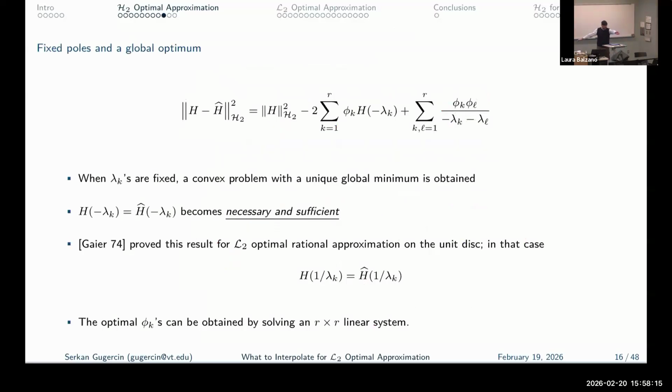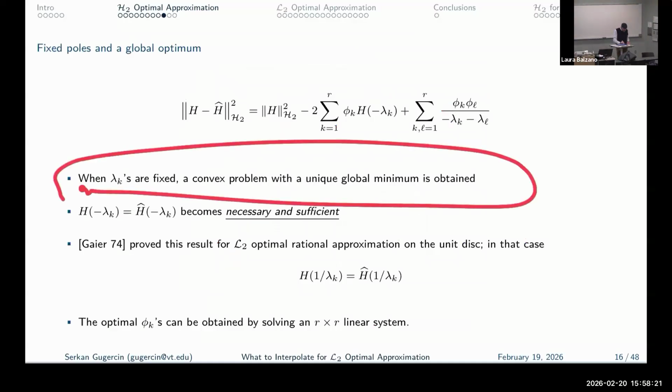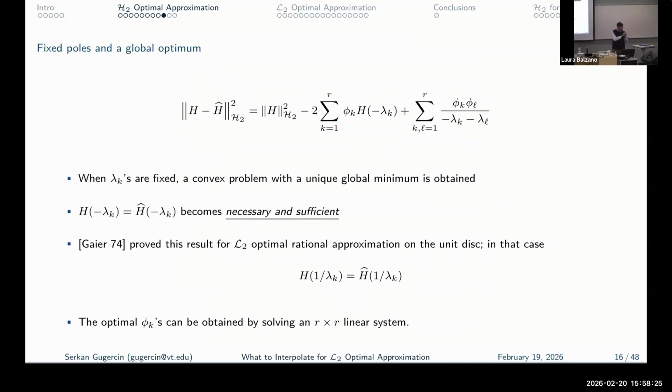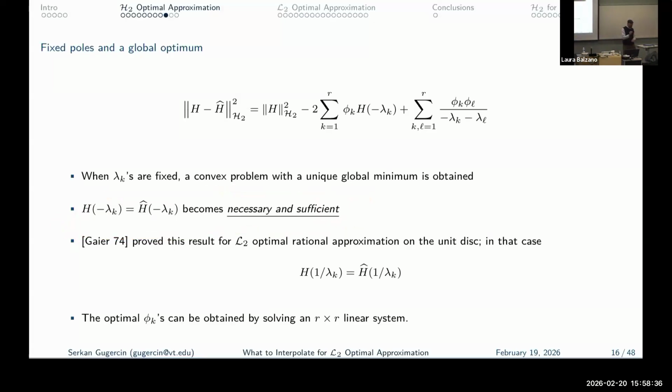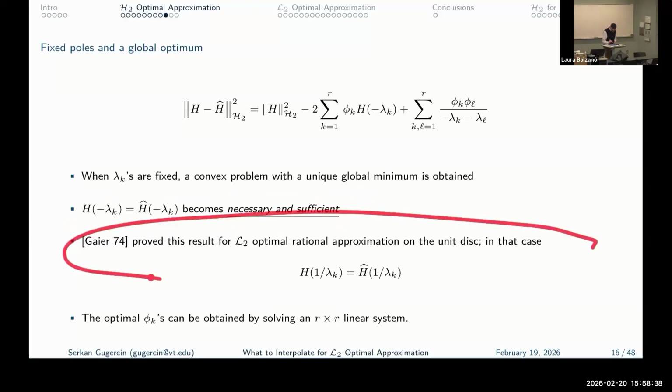And then, Laura, back to your question. When does it become globally optimal? If I fix the poles, if somebody says that I want my reduced model to have these fixed poles, then it becomes a quadratic function. And then this condition becomes necessary and sufficient. And it goes back to Geyer. He did this on the unit disk.